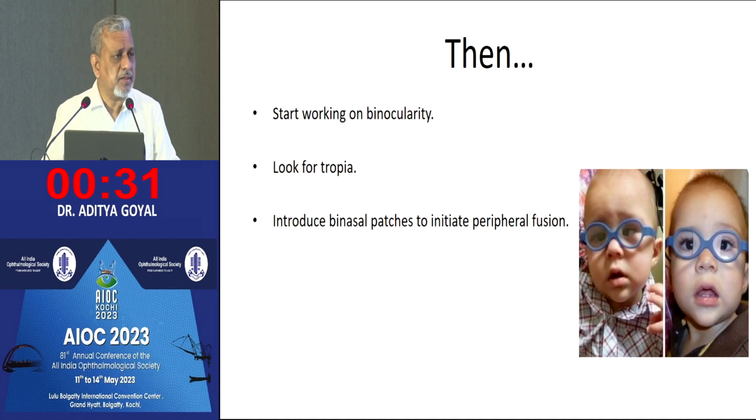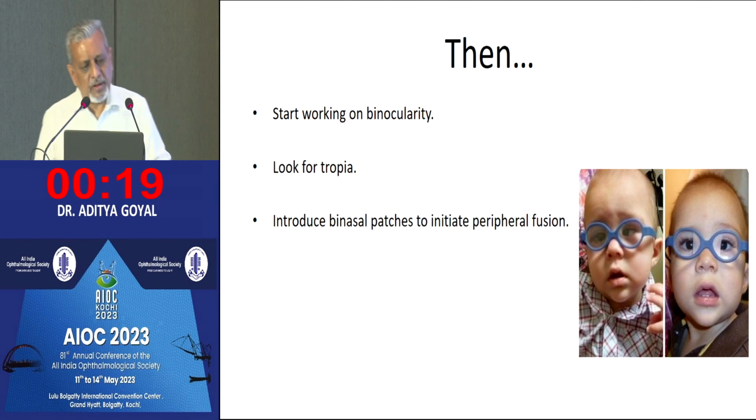Once that all is achieved, start working on binocularity, because that is one very important thing that we work on. Stereo, depth, binocularity, that is the ultimate thing that we work on and work for. Look for tropia if the child has a tropia. Introduce binasal patch to initiate peripheral fusion.